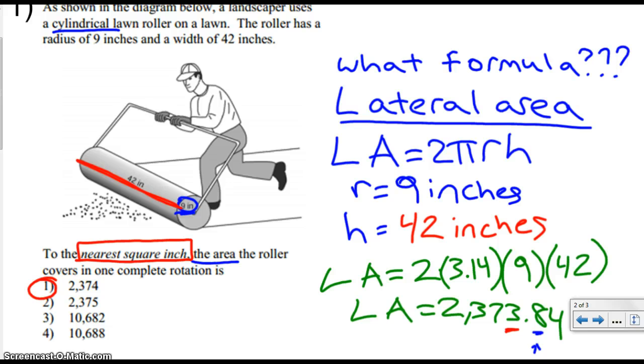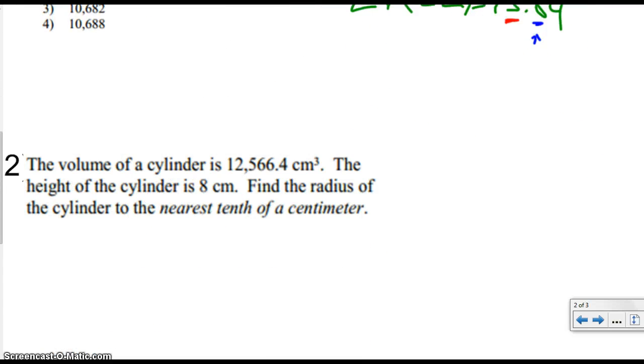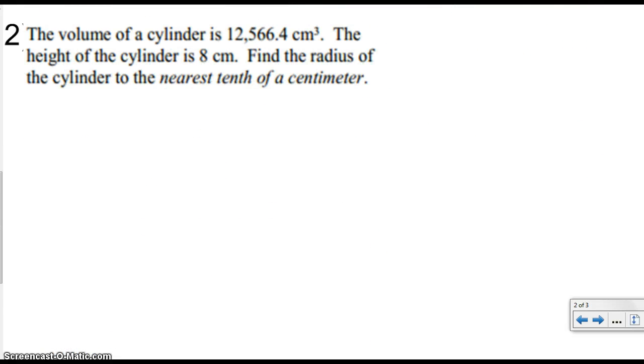All right, let's look at the second one over here. Moving down. Make sure you're taking your notes here. This question, the volume of a cylinder is 12,566.4.